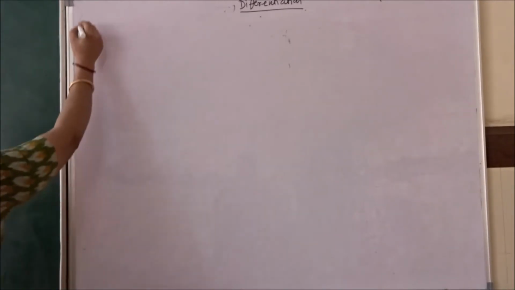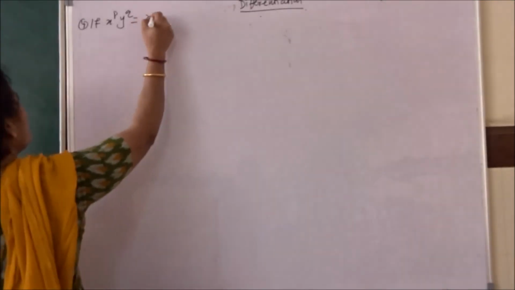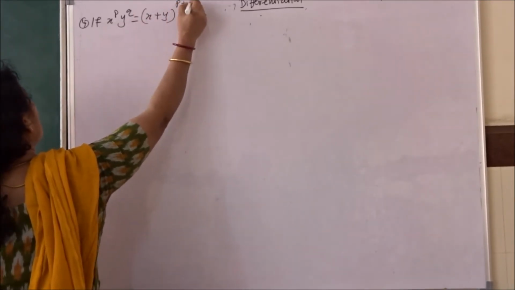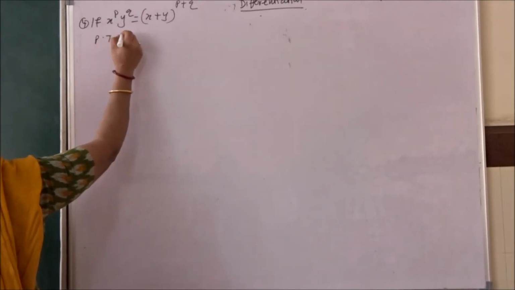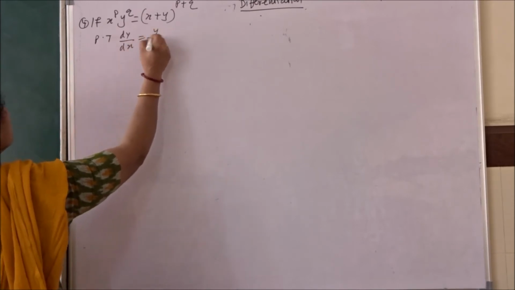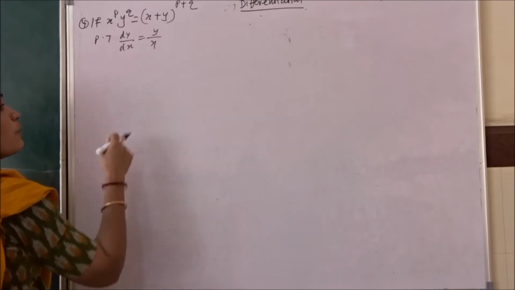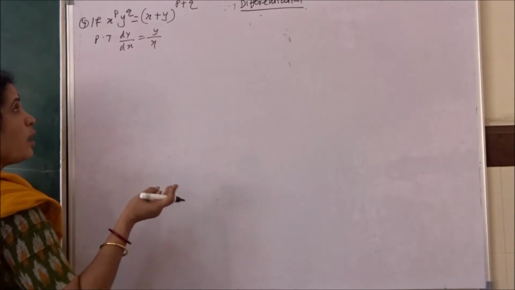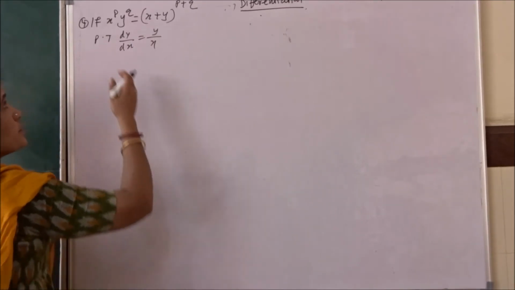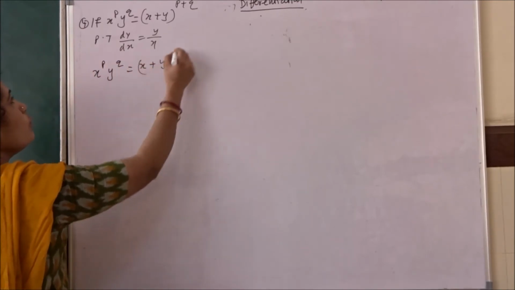Another question I am taking: suppose the question is given, if x power p into y power q is equal to (x plus y) whole power p plus q, then prove that dy by dx is equal to y by x. Suppose if you do it directly, that is quite difficult to get the answer. For some questions you have to learn how to use the log method so that we get the answer easily.